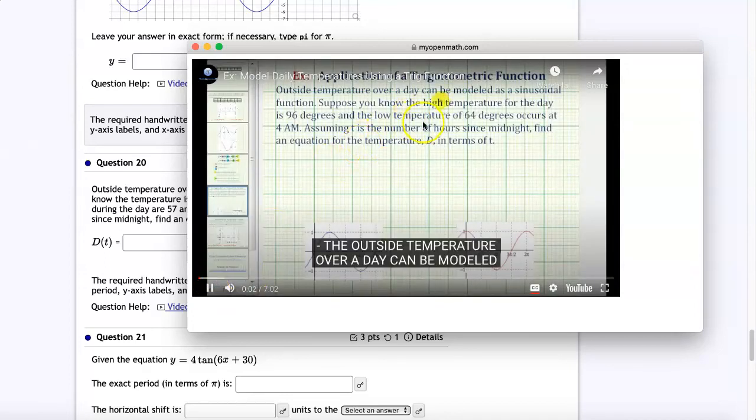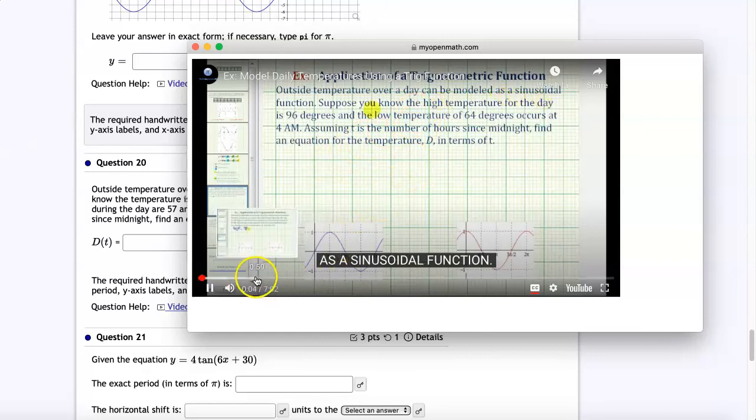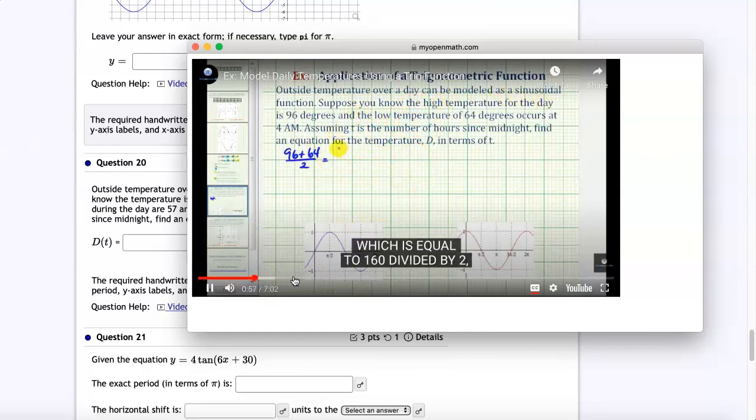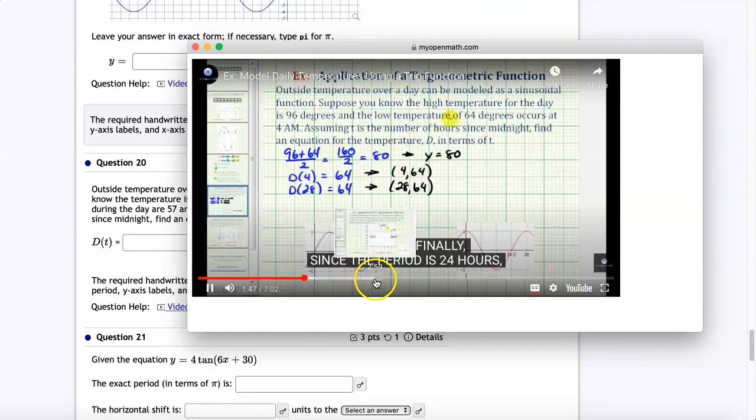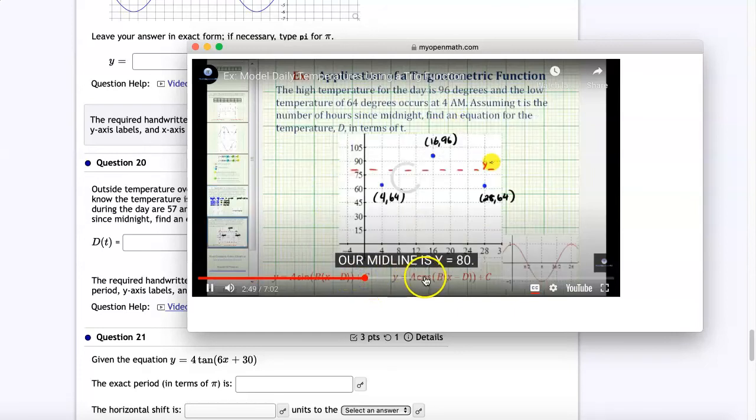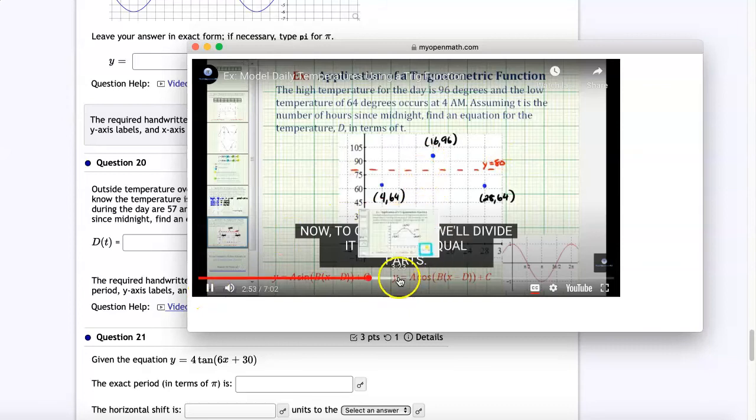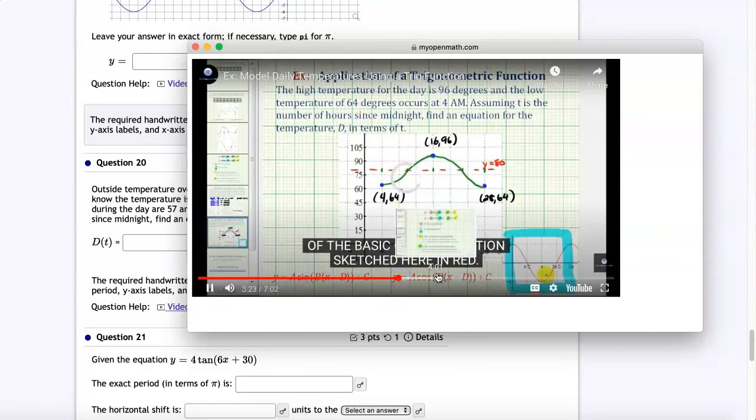The outside temperature over a day can be modeled as a sinusoidal function. Since the period is 24 hours. Now to graph this, we'll divide it into 4 equal parts. We should also recognize that our graph has been reflected across the x-axis.